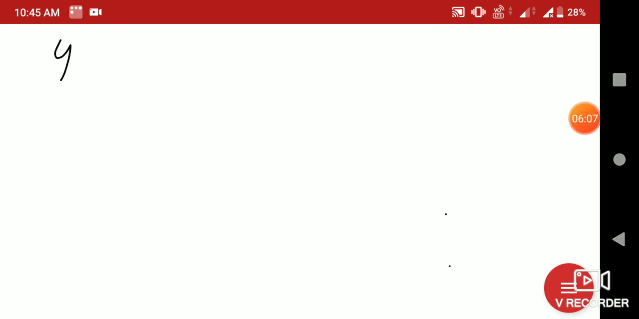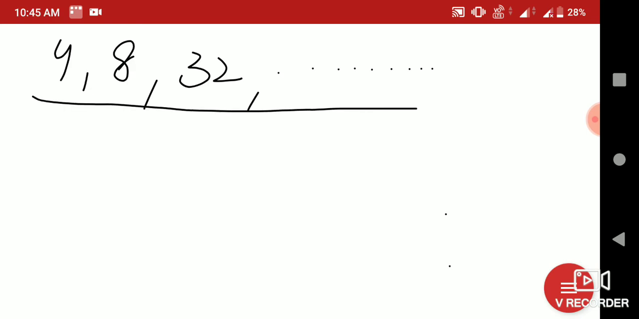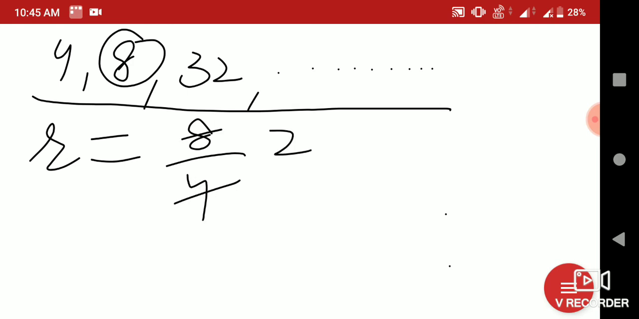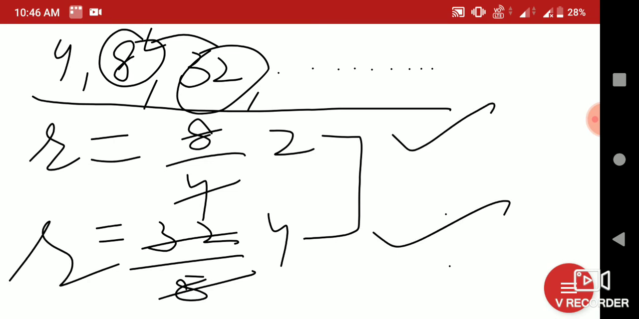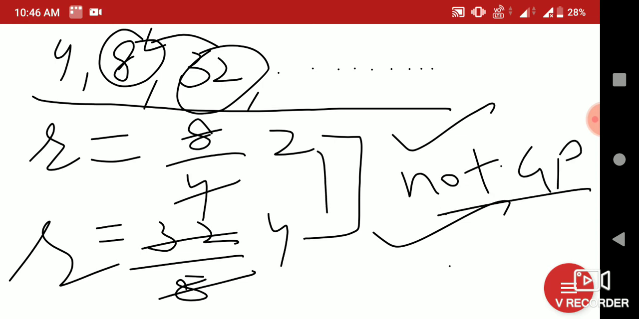Taking another example, if I have given 4, 8, 32 and so on. First of all, we have to check whether it is a GP or not. How can we find that? To check the common ratio. 8 divided by 4, it is 2. Again 32 divided by the previous term, that is 32 divided by 8, it is 4. So there is a difference between the common ratios. Here it is 2, here it is 4. So we can say this is not a GP, because the common ratio is not the same. So we can say it is not in GP series, GP progression.